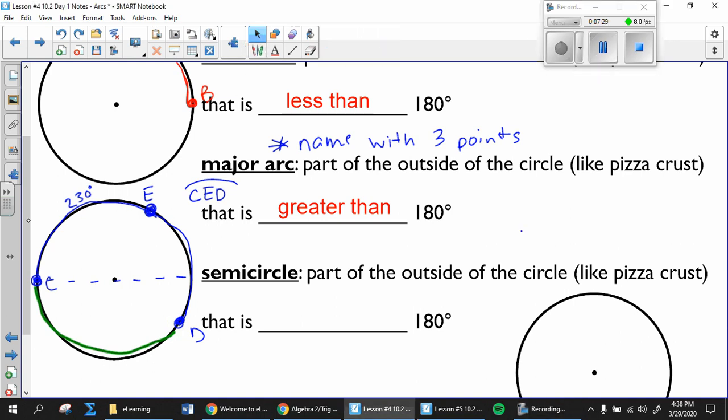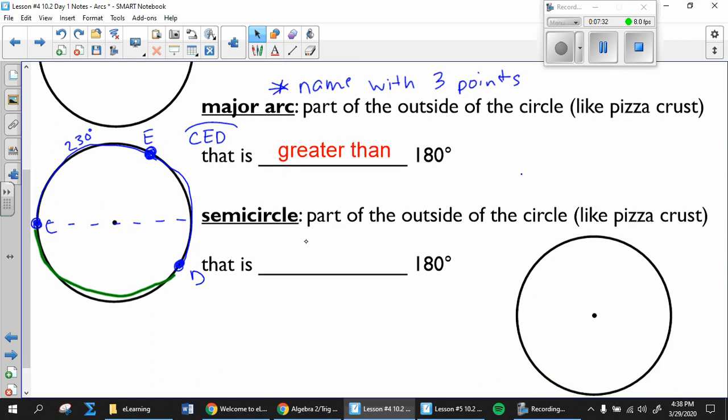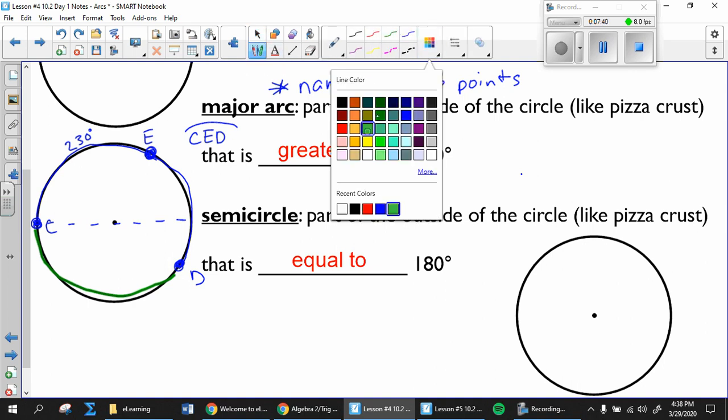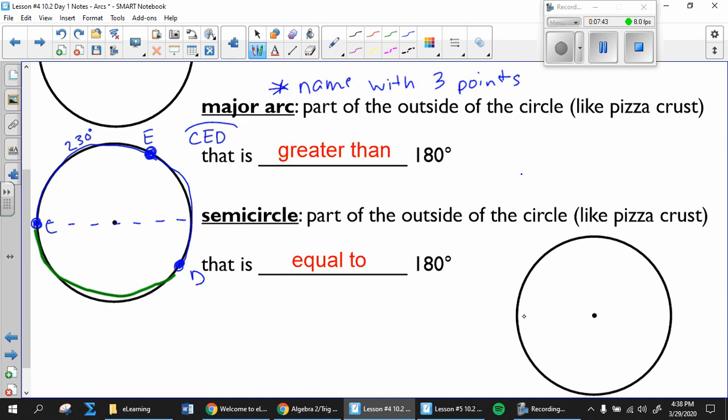Finally, a semicircle, just like you would think, semi meaning half. A semicircle is when we split our circle into half, so it's going to be equal to 180 degrees. So if I'm looking down here at a semicircle, it's simply going to be cutting this circle in half. So that's our diameter. So this arc here, going from this point over to here, measuring 180 degrees. Okay, and so that semicircle is always going to be equal to 180 degrees.